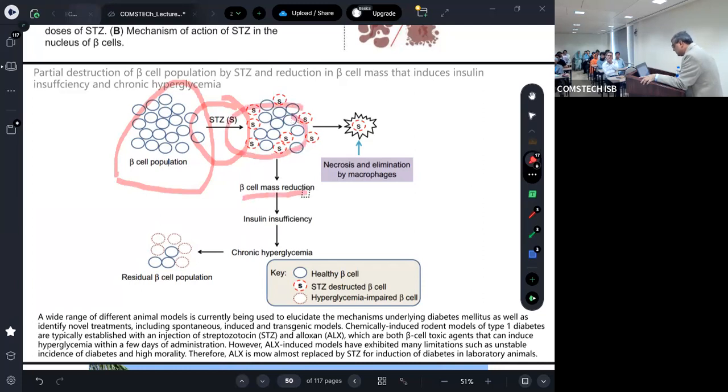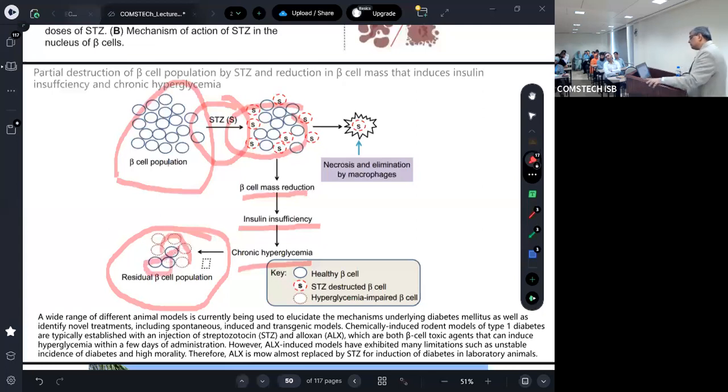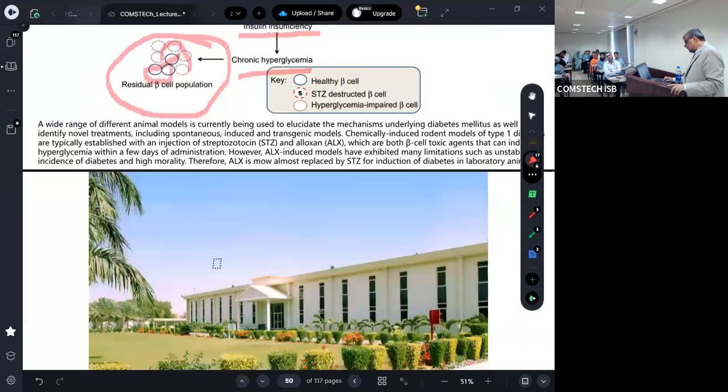Beta cell mass reduction, insulin insufficiency, chronic hyperglycemia. This is the data. Some is red, it is no more; only the green is partial. That's the mechanism of streptozotocin, how it develops diabetes.